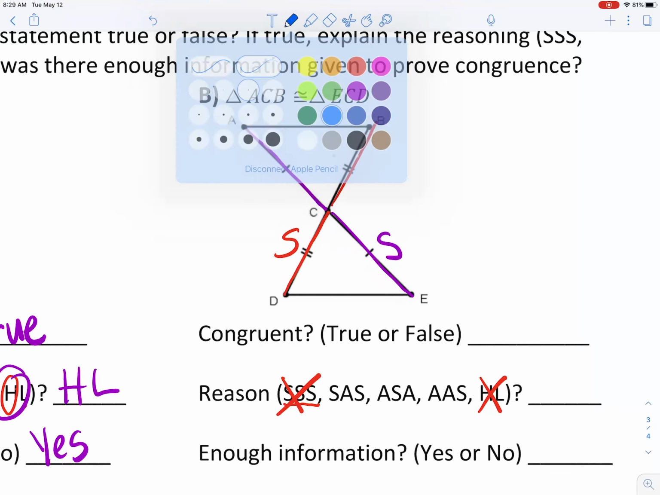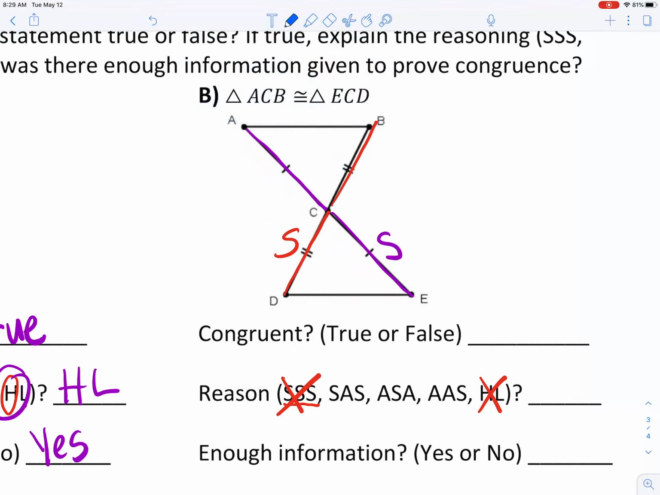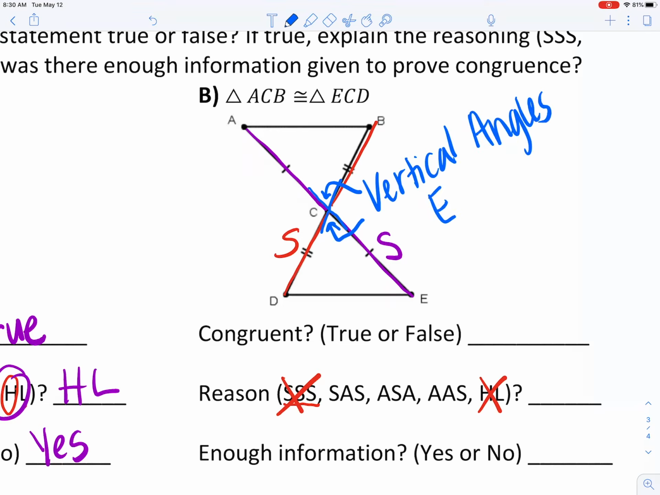Right now I don't see any angles marked. But I have a question for you. What do I know about this angle and this angle? What do they look like? Do you remember? It kind of forms what looks like a V for vertical angles. Do you remember what we know about vertical angles? Vertical angles are equal. So that means that this angle and this angle are the same.